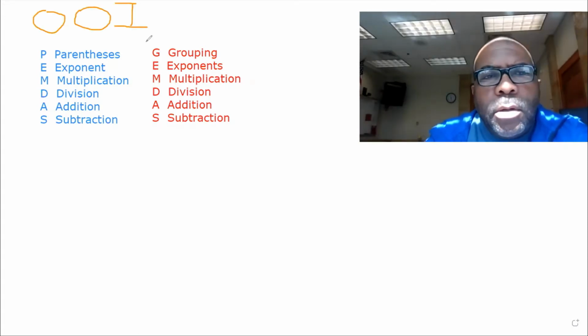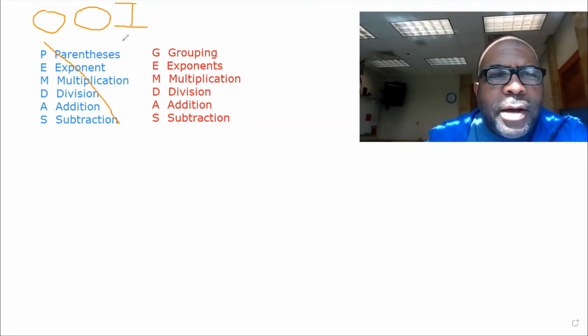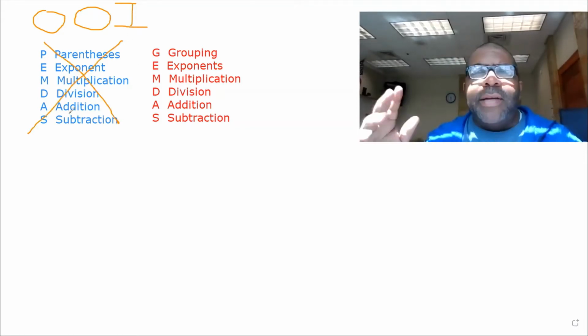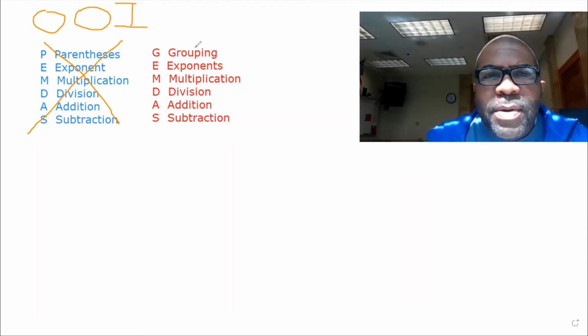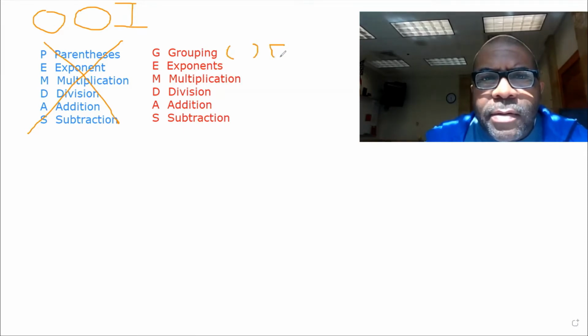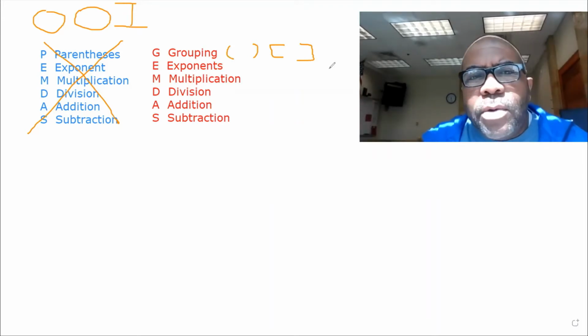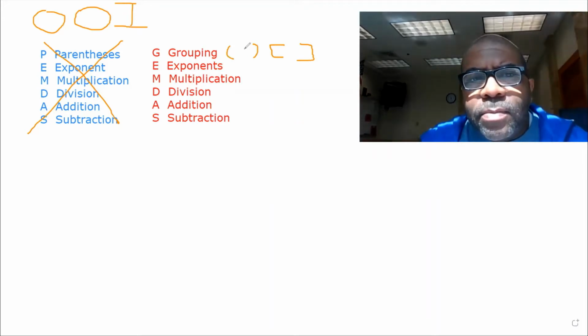So you probably are familiar with PEMDAS: parentheses, exponent, multiplication, division, addition, subtraction. That's so eighth grade. Well, we're calling it GEMDAS now, grouping, because you might have parentheses, but you might have something that looks like this. We'll deal with those a little later. Right now, you're going to deal mostly with parentheses. But grouping can happen with these symbols as well as these symbols.